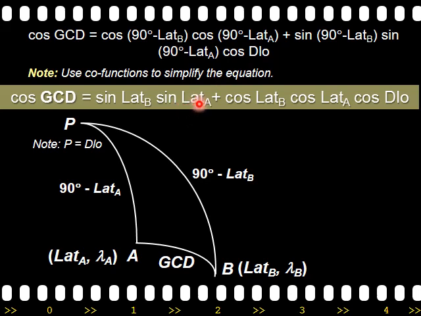Same thing goes for the other terms. So, yung sine dito, magiging cosine. Yung sine dito, magiging cosine ulit. Pero itong cosine dLo, okay, remain lang siya, kasi hindi naman siya nakasubtract sa 90 degrees. So, therefore, ito na yung pinaka-final equation natin for calculating your great circle distance. So, sine lat B times sine lat A plus cosine lat B, cosine lat A times cosine dLo.